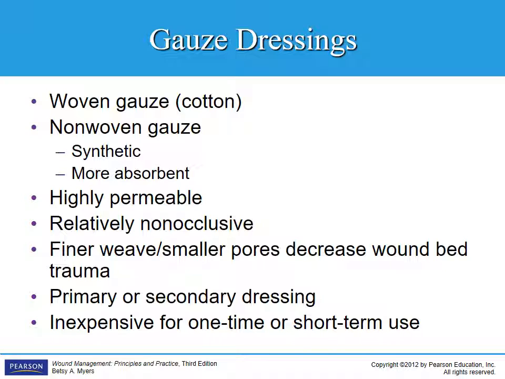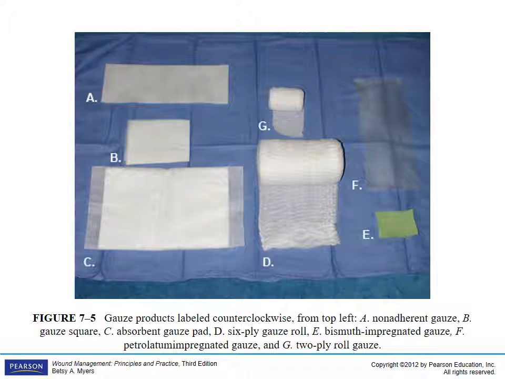There's a finer weave, small pores, which decreases the wound bed trauma. So if it's a really large weave, you're going to see more trauma once you pull that gauze dressing off of that wound bed. It can be a primary or a secondary dressing, and the biggest reason that you'll see this used a lot is that it's inexpensive if you're using it just one time or for short-term use.